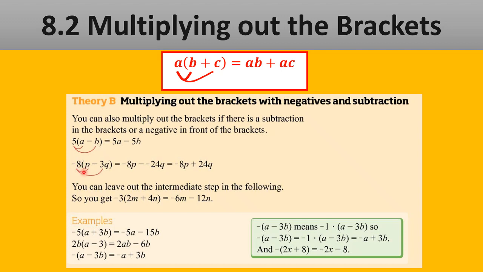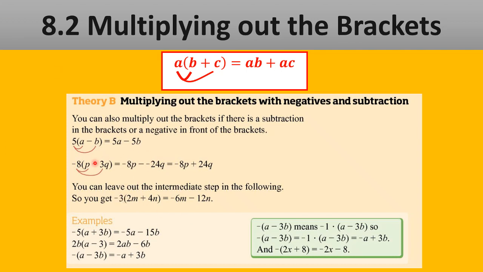Here you have this minus in front of the 8. You have to remember to include that in your multiplication. So you do minus 8 times p and you do minus 8 times 3q. And there's still a minus sign here as well. You can include that with the 3q as well. Then you get minus 8 times minus 3q, which gives 24q, and then you have to add that addition operator here.